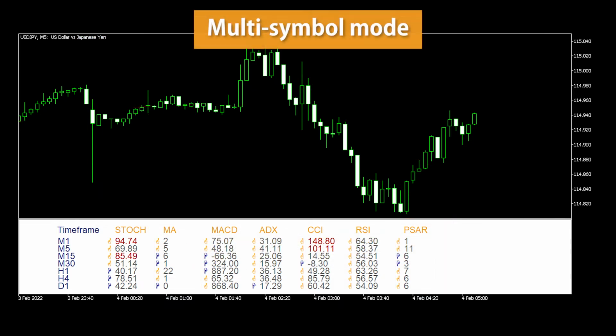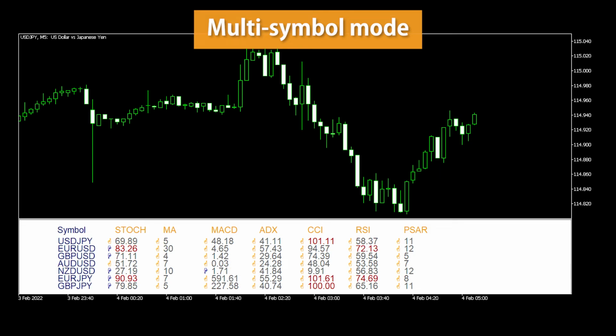You can also use the multi-timeframe mode to display multiple timeframes for a single symbol, and the multi-symbol mode, which displays multiple symbols for a single timeframe. They are useful for monitoring trades or watching movements of specific symbols.